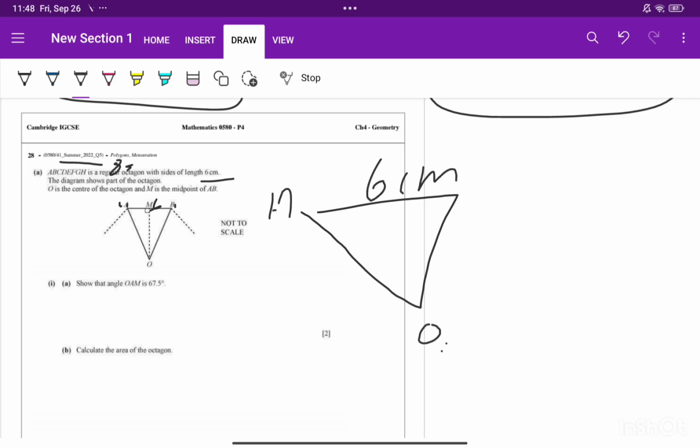O, A, B. The diagram shows part of the octagon. O is the center of the octagon. M is the midpoint of AB. So this will be 3 and this will be 3, as over here this is M and M is the midpoint of AB. Show that angle OAM is 67.5. We need to find this.